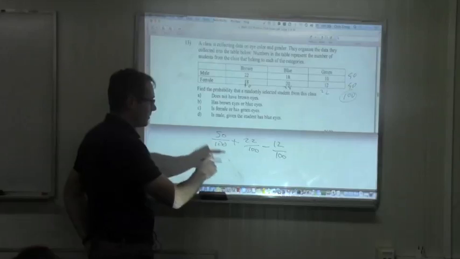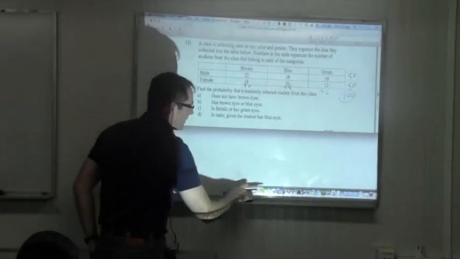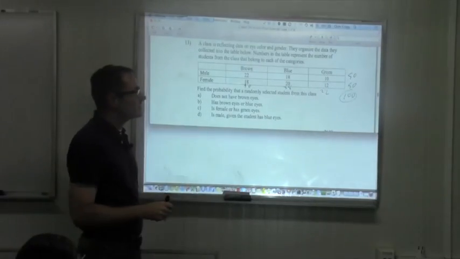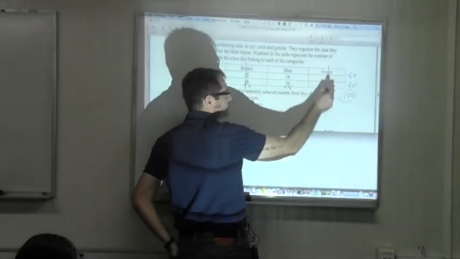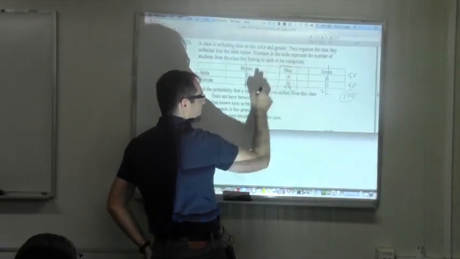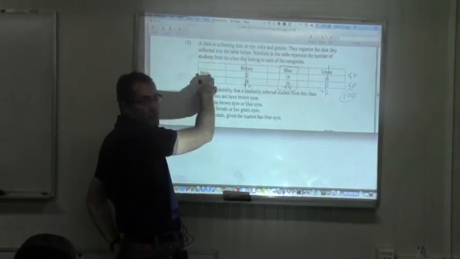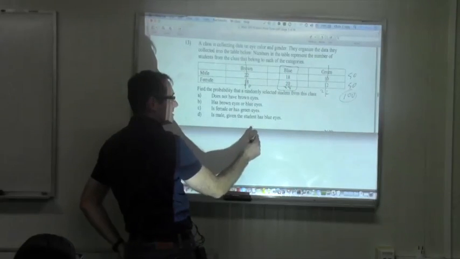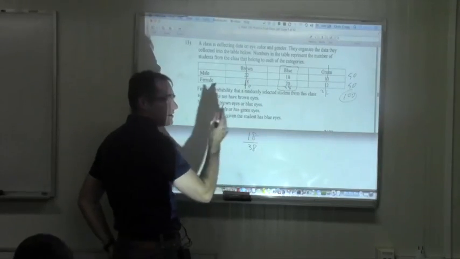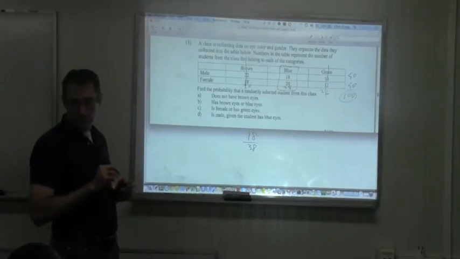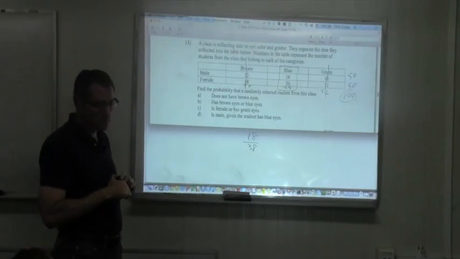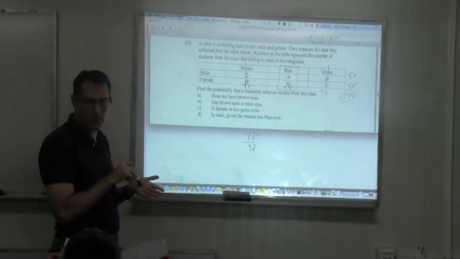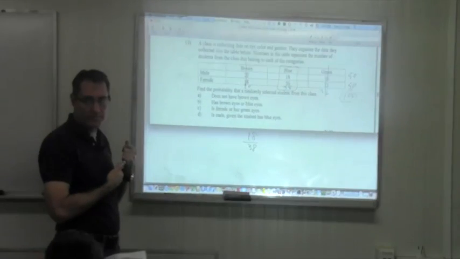And then finally, is male given the student has blue eyes? So we don't care about these ones or these ones. We only care about these ones, and only whether they're male. Because we know they have blue eyes, the probability they're male is now 18 out of 38.